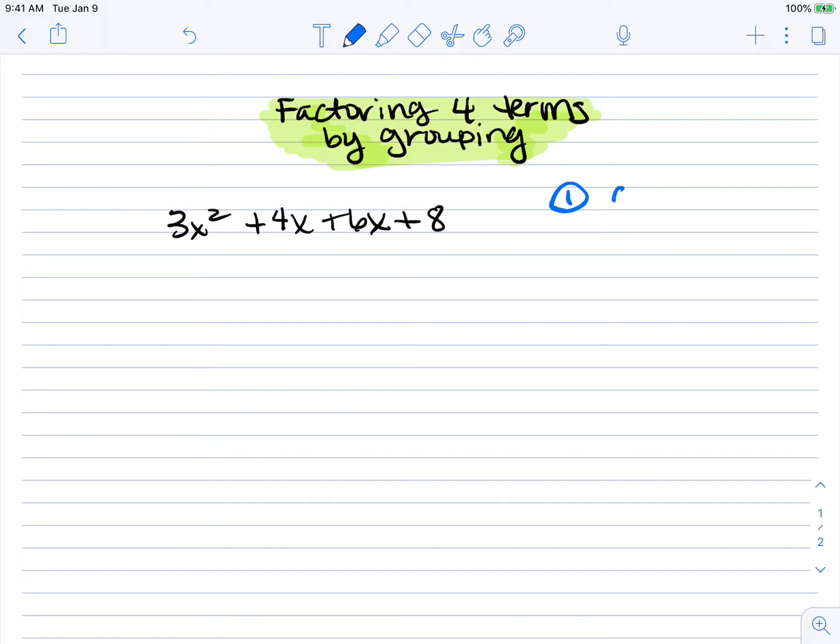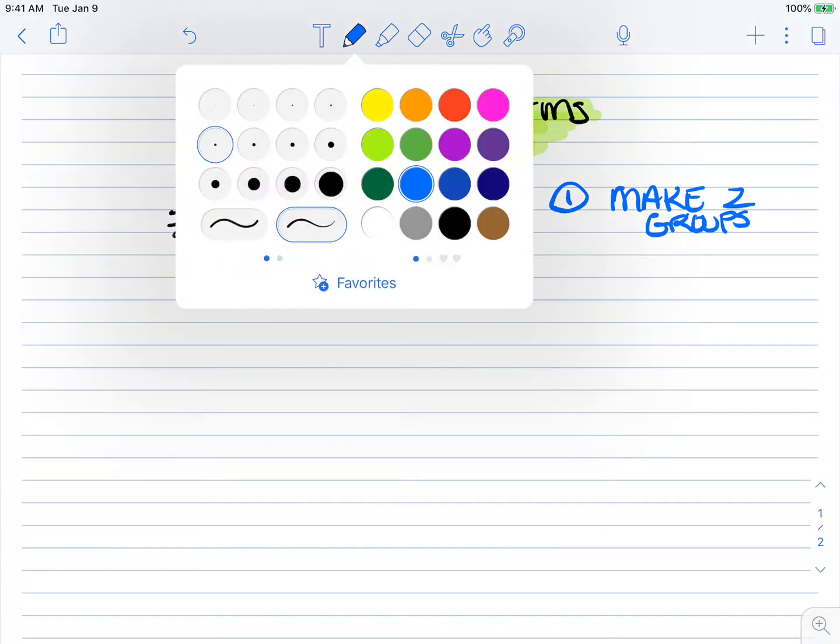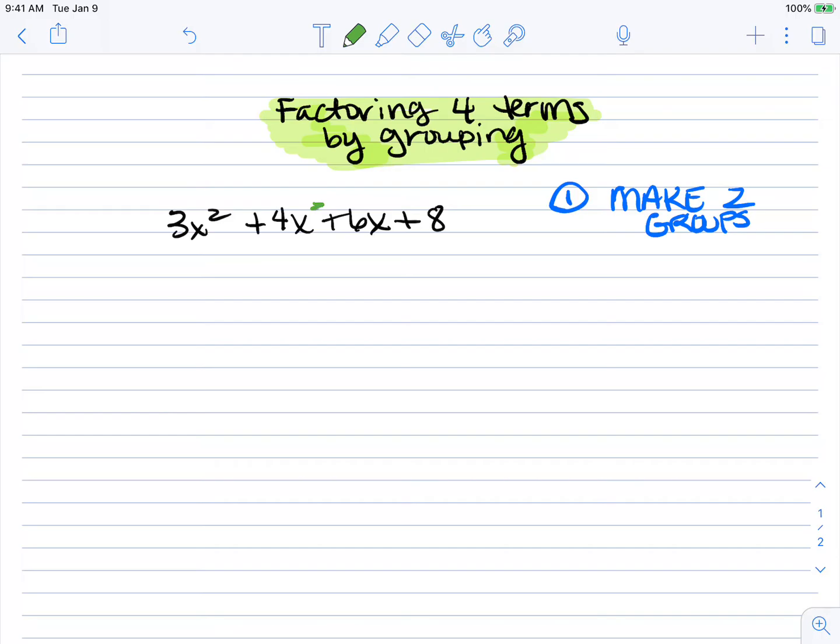The first thing I want to do is create two groups. So I'm going to break this into two pieces here, and I'm going to say, well, this is my first group right here, and this is my second group right here. So I've broken it into two groups.